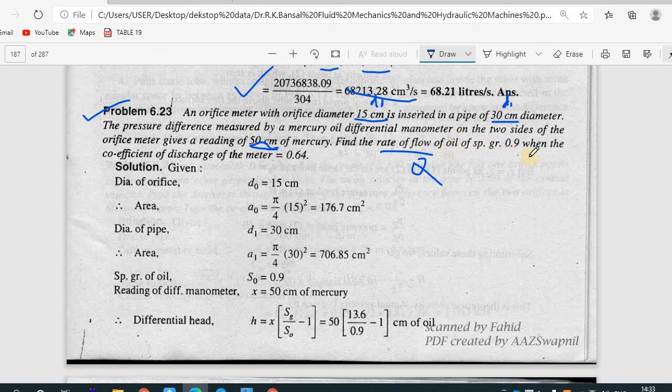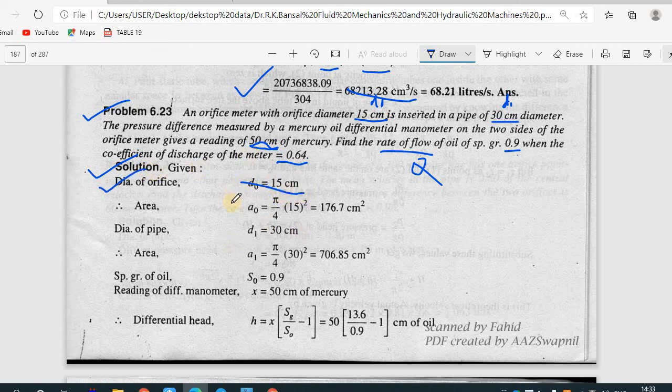The oil of specific gravity 0.9, when the coefficient of discharge is 0.64. So it is saying that the liquid which is flowing in that pipe is your oil, which is having a specific gravity of 0.9. So we'll write first all the given parameters. The first one is the diameter of your orifice, which is 15 centimeter.